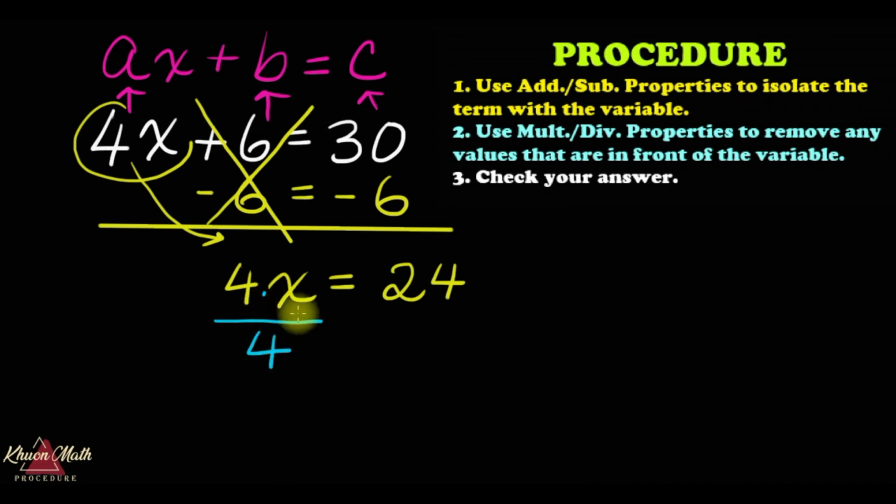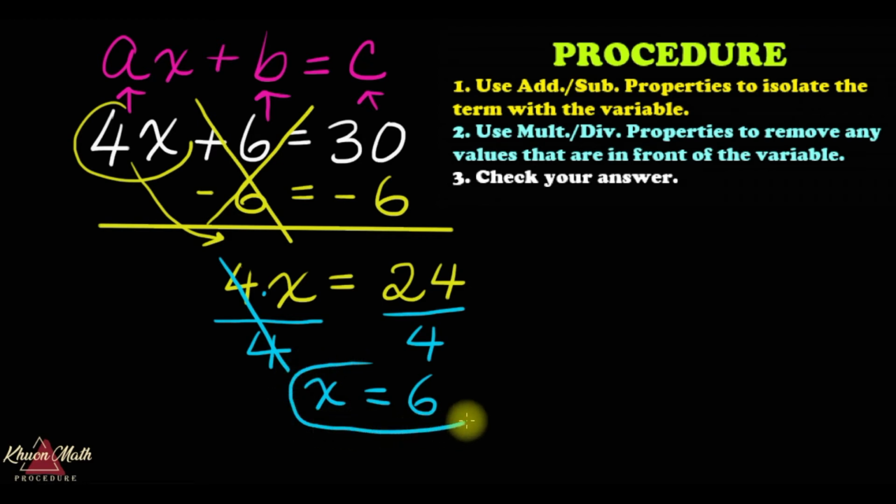If you divide this side by 4, you have to divide the right side by 4. So 4 over 4 is 1. So you're left with x. And then 4 goes into 24 6 times. So x is 6 to make the sentence true.